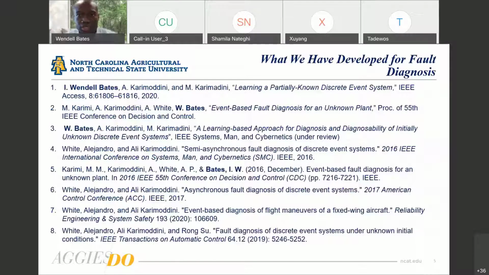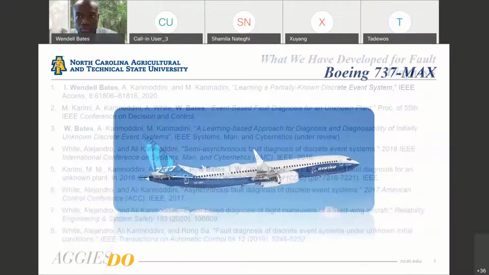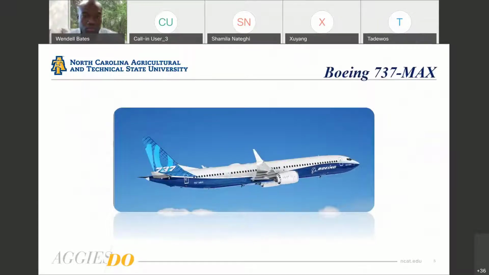And so these are a couple of the developments that we've come up with here at Access Lab and Tech Lab concerning fault diagnosis: event-based fault diagnosis for unknown plant, or semi-asynchronous fault diagnosis of discrete event systems, just to name a few. And so the case study that I'll be applying the research to, that I'll be talking about today, concerns the Boeing 737 MAX.